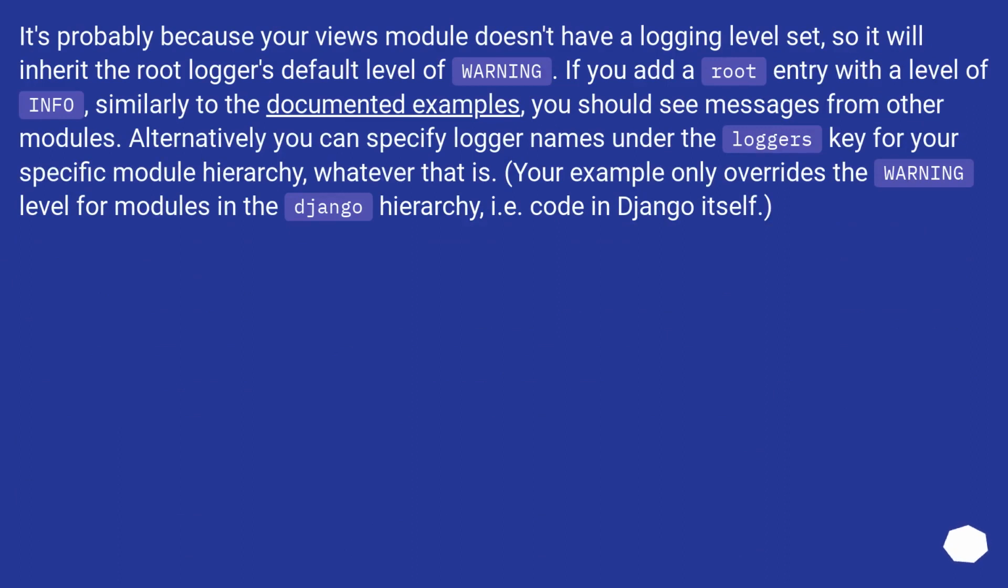It's probably because your views module doesn't have a logging level set, so it will inherit the root logger's default level of warning. If you add a root entry with a level of info, similarly to the documented examples, you should see messages from other modules. Alternatively, you can specify logger names under the logger's key for your specific module hierarchy, whatever that is. Your example only overrides the warning level for modules in the Django hierarchy, i.e. code in Django itself.